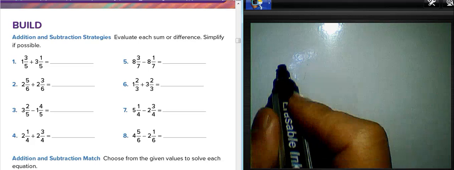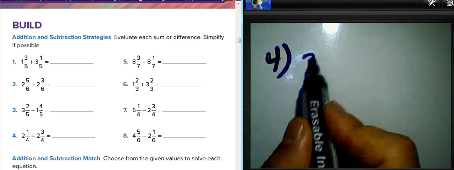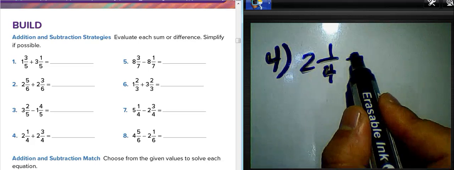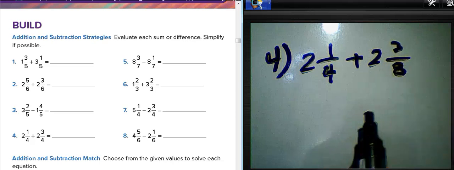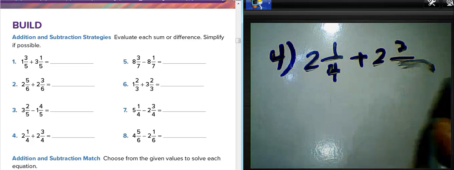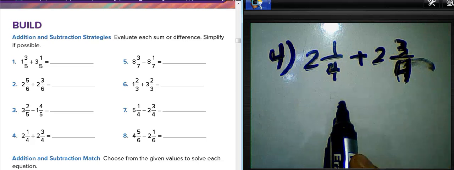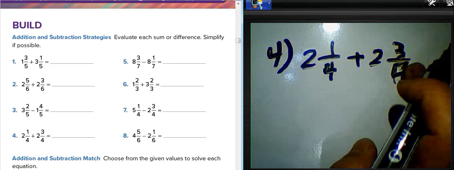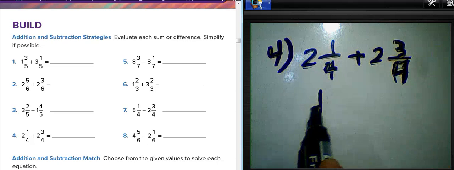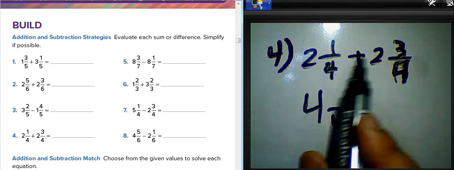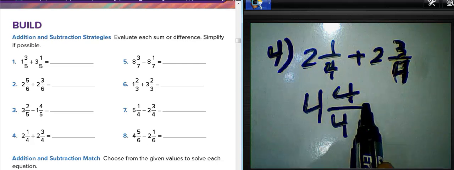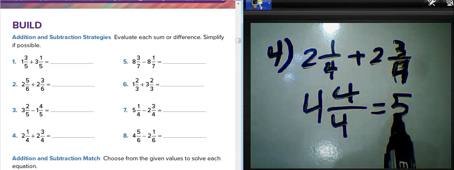Question number 4. 2 and 1 over 4 plus 2 and 3 over 4. Okay, we have 3 over 4 here. In this example, we can find the result by adding in one step. 2 plus 2 equal 4 and write 4 in the numerator. 3 plus 1 equal 4. 4 over 4 equal 1. 1 plus 4 equal 5. The result will be 5.